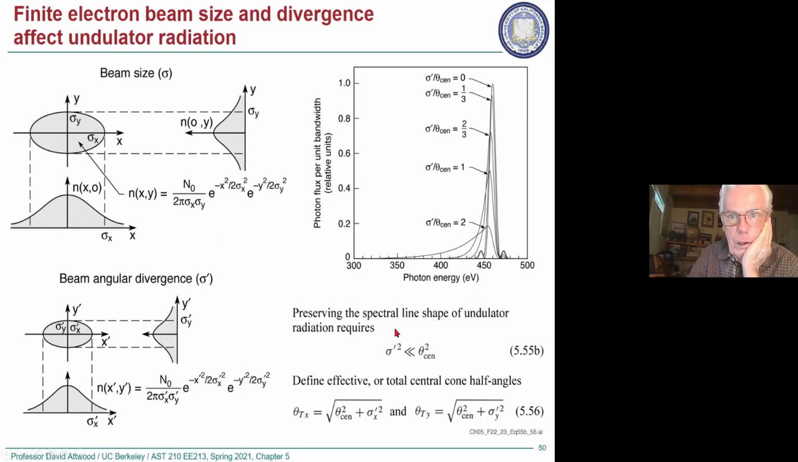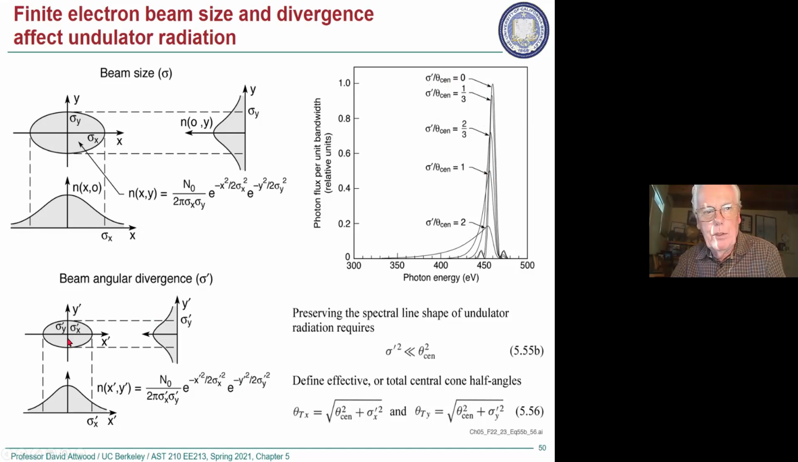One of the things we're going to see is a calculation we did just for this curve, photon flux per unit bandwidth. What you want to look at is the highest curve here, where sigma prime, that's a divergence measure, sigma prime over theta central, is 0. There is no axial divergence. All the electrons are parallel to the axis. This thing has a width of 1/n.